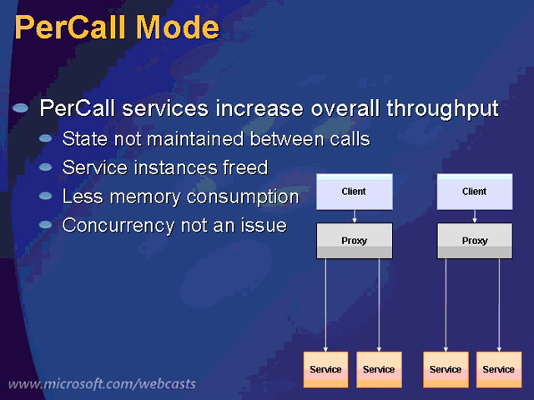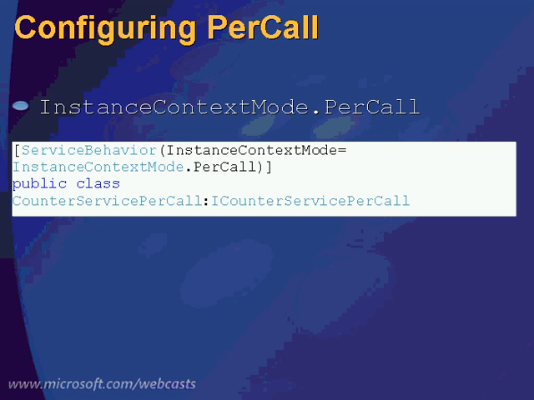Okay, so per call gives you overall increased throughput. This looks a lot like a web service deployment, for example, as you might get with ASMX in ASP.NET in the past. And so this would be your classic web service deployment in WCF. It also gives you your equivalent for just-in-time activation with COM objects, COM+ objects in Enterprise Services.